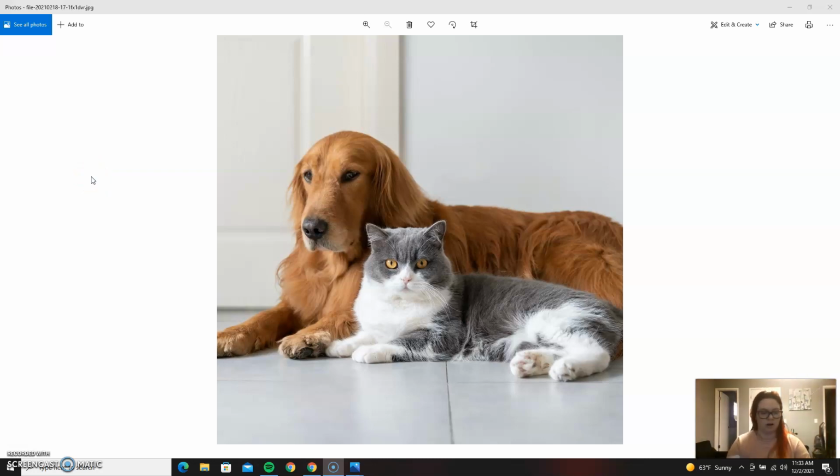Today we're going to start a whole new lesson on opposites. So what exactly is opposites? Opposites are things that are different, just like in this picture. There is a dog and there's a cat. They are different. They are not the same, and we all know this.